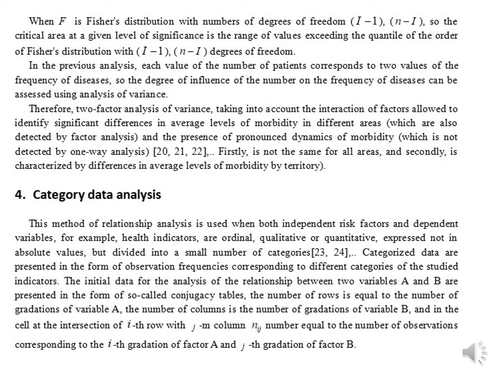Here F is Fisher's distribution with the given numbers of degrees of freedom, so the critical area at a given level of significance is the range of values exceeding the quantile of the order of Fisher distributions with those degrees of freedom.